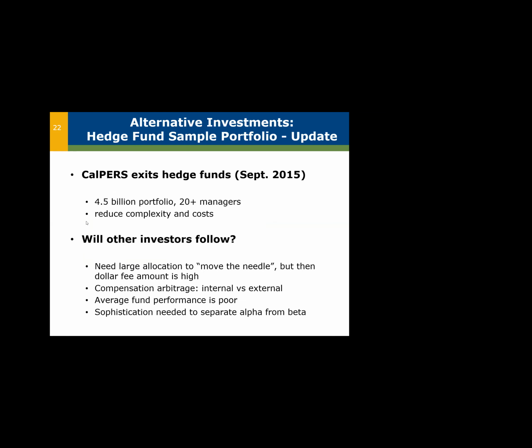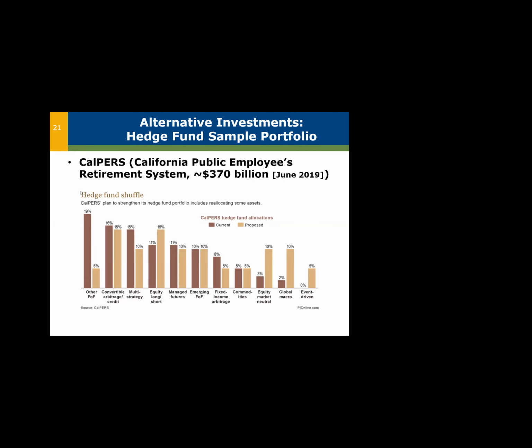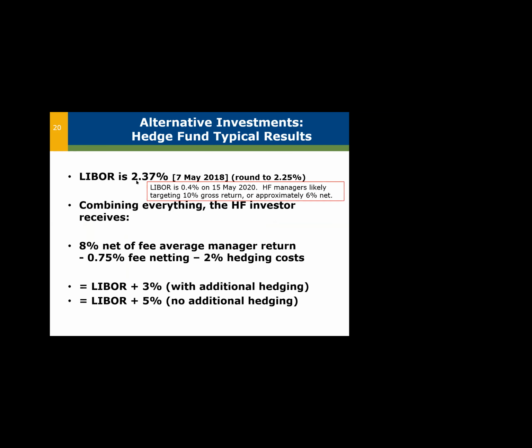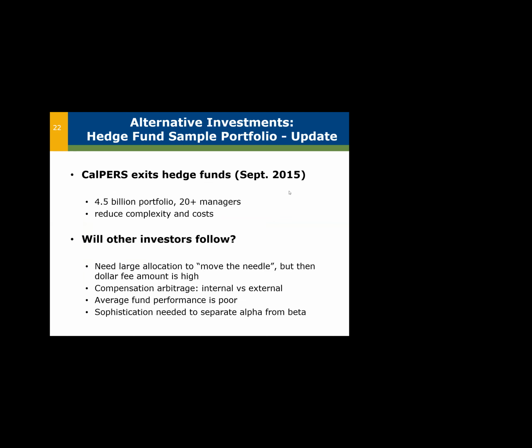Actually, I wonder if I have a slide. Yeah. CalPERS is a large and successful pension plan obviously in the States, and a lot of people look to CalPERS for what they're doing. So they're kind of like a thought leader in the pension space. And so in 2015, they announced that they were going to exit from their hedge funds. And so then the question would be, would other investors follow?